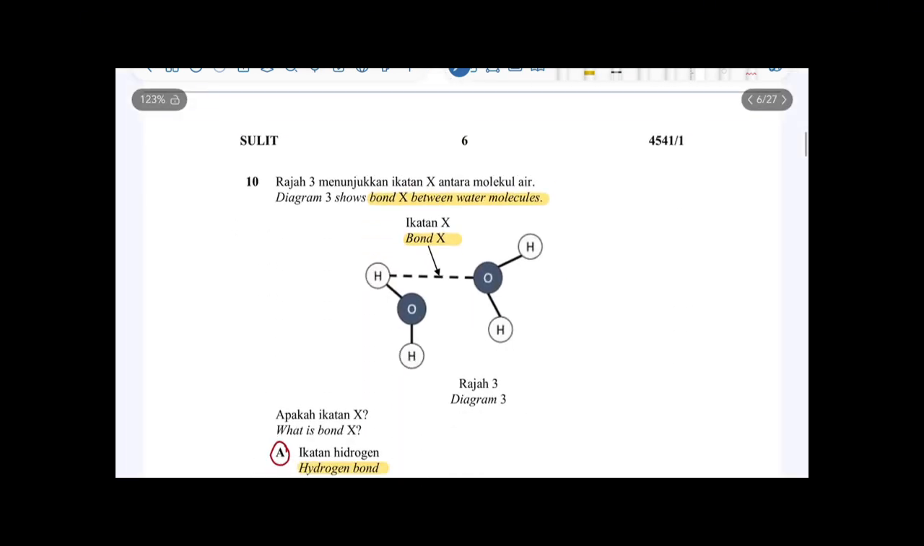Okay, question 10. Diagram 3 shows the bond X between the water molecules. This is quite a direct question, because we know that water molecules are very special, as the bond that connects each water molecule with another is the hydrogen bond.